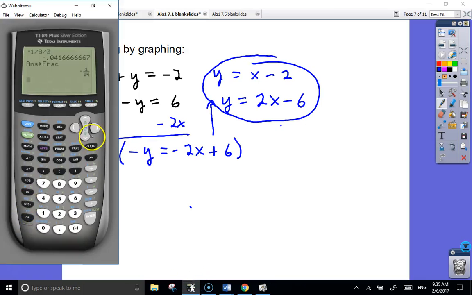See how fast I can do this. Clear. Y equals. Got to clear the memory. Second plus 7, 1, 2. Y equals x minus 2. 2x minus 6.